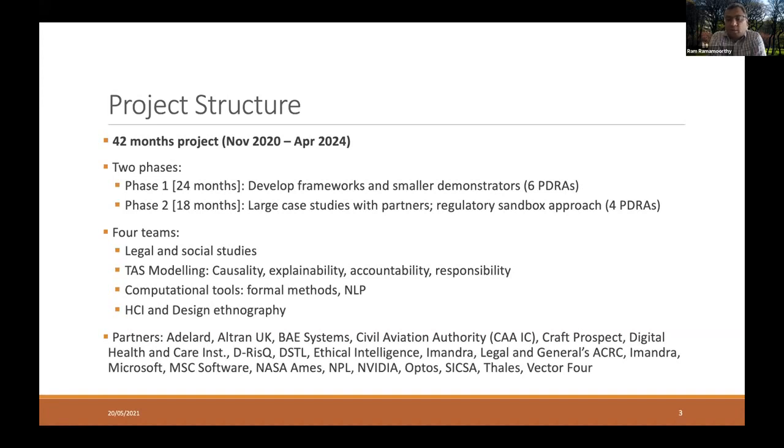This could be the equivalent of CAA, who's our project partner, and MHRA, whom we know through some of our advisors. So our project brings together a number of different disciplines.